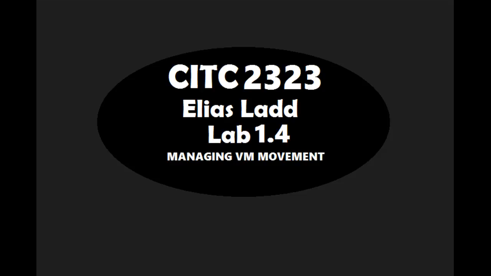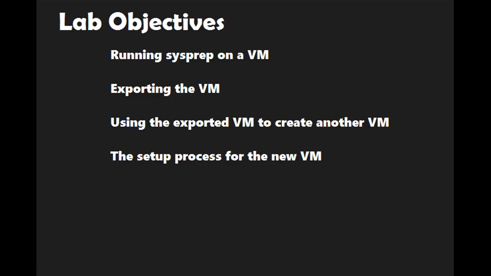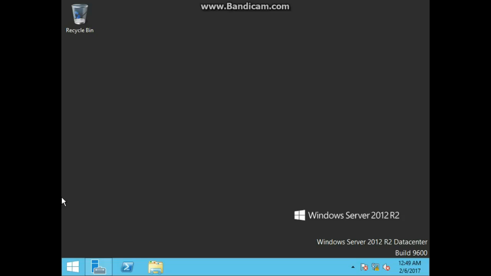Welcome to CITC 2323. This is Elias Ladd for Lab 1, Exercise 4, Managing VM Movement. In this lab, we'll be going over running system prep on a virtual machine, then we'll be exporting the virtual machine, then we'll be using the exported virtual machine to copy to another virtual machine, and then we'll do the setup process. Let's go ahead and begin with Exercise 1 for Lab 4.